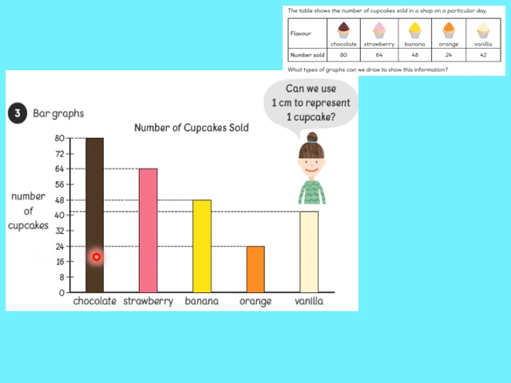So we can see that with the bar graph, we can see the information accurately and quickly. And with the bar graph, I can instantly see the most and the least amount of cupcakes sold without even having to compare the numbers.